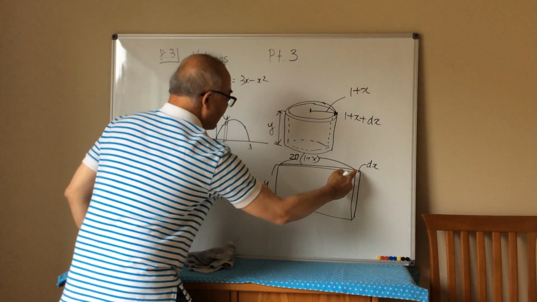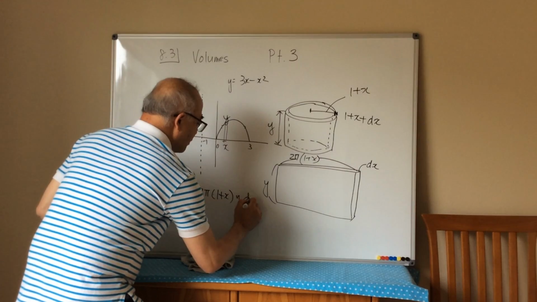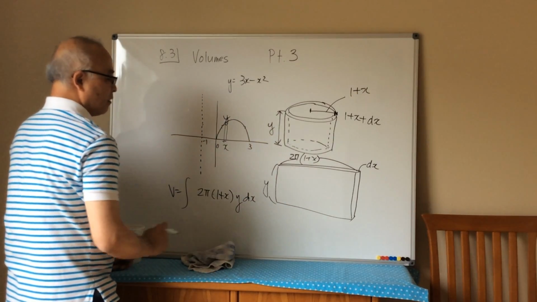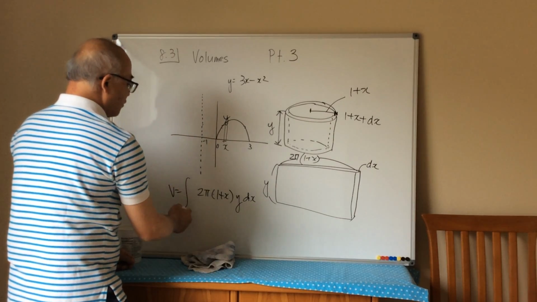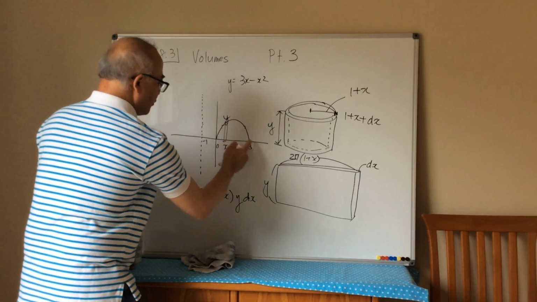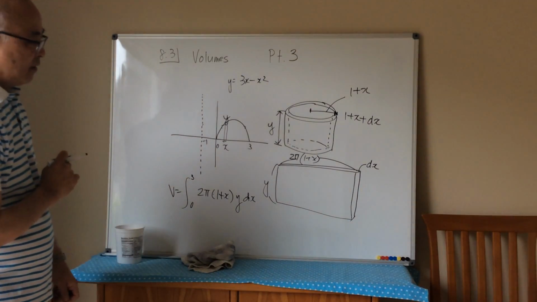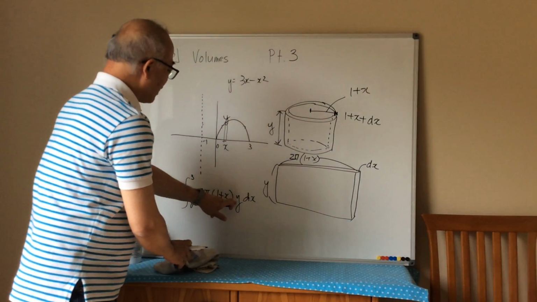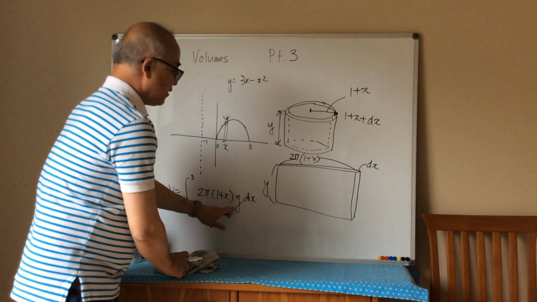So this is that, and then this guy is going to be y, the height, and then you're going to multiply that by dx, right? Because that's the thickness right there. And x is going to go from 0 to 3. Well, the thing is now we have y here, so we have to put this guy into here, right?